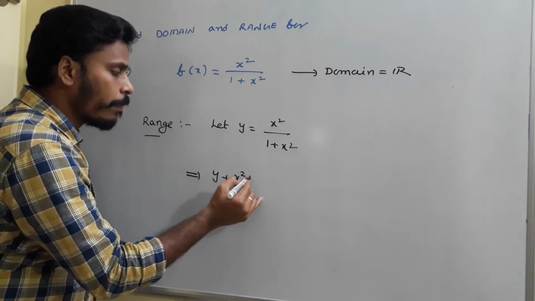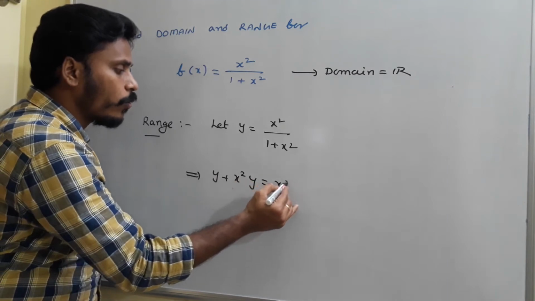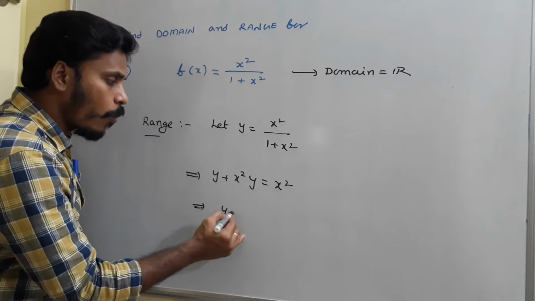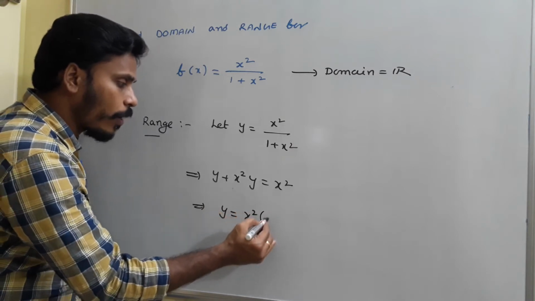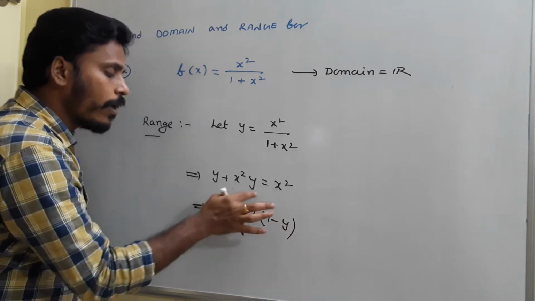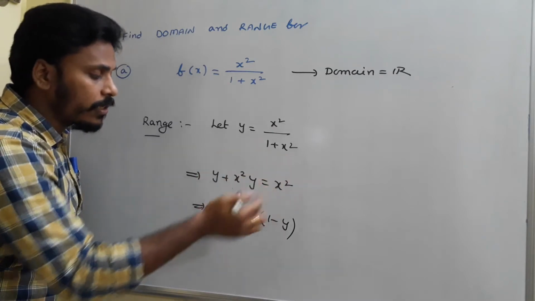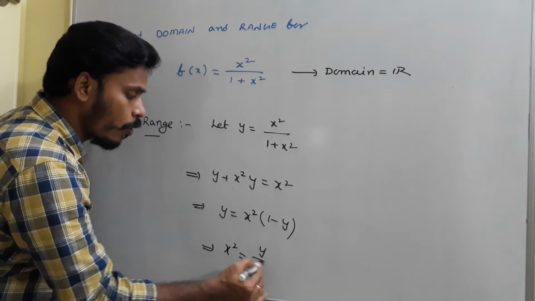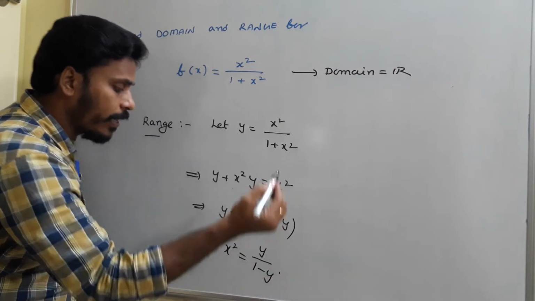y plus x square y is equals to x square. From there, you just make x square the subject. y is equals to x square into 1 minus y, by sending this x square y term that side. That implies x square is equals to y by 1 minus y.